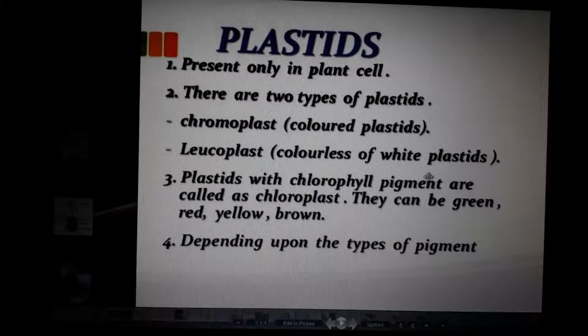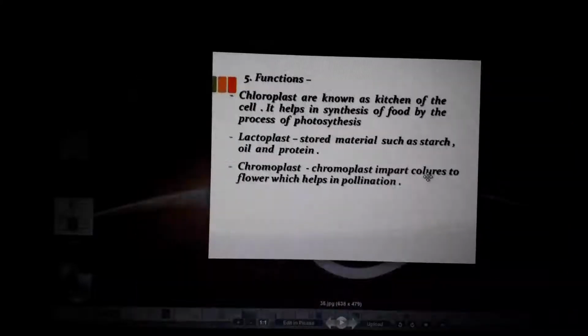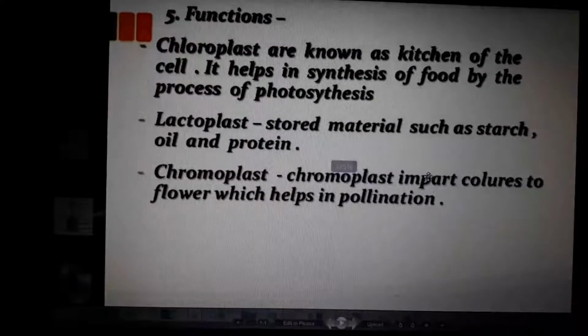So what is the function of these plastids in plants? Actually, this pigment called chlorophyll, you heard about chlorophyll and photosynthesis? That is present in these plastids. Functions: chloroplasts are known as the kitchen of the cell. In photosynthesis, you already studied about these things. The food which is prepared by the plant is made by this chlorophyll or chloroplast.